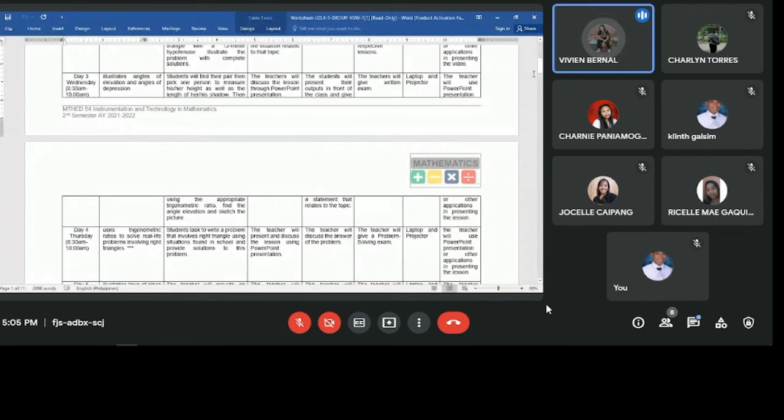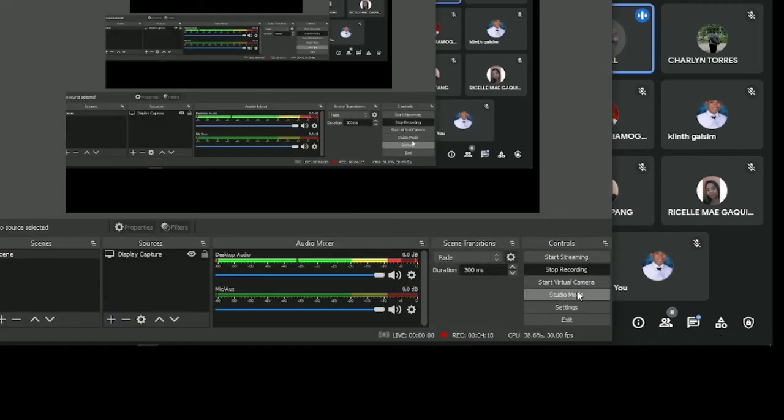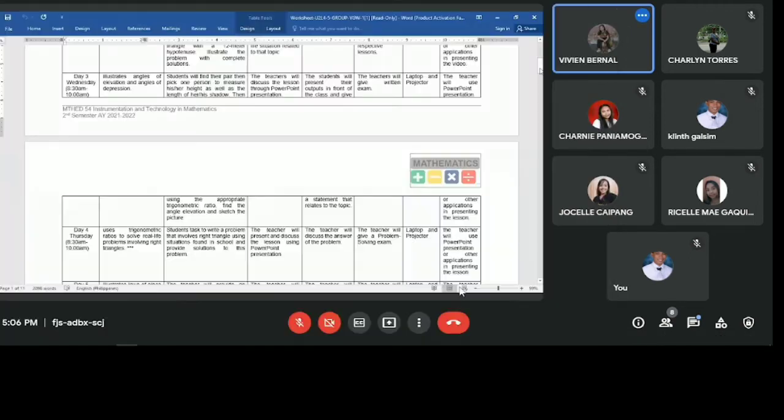So, for day 3, which is Wednesday, 8:30 to 10 a.m., the learning competency is illustrate angles of elevation and angles of depression.